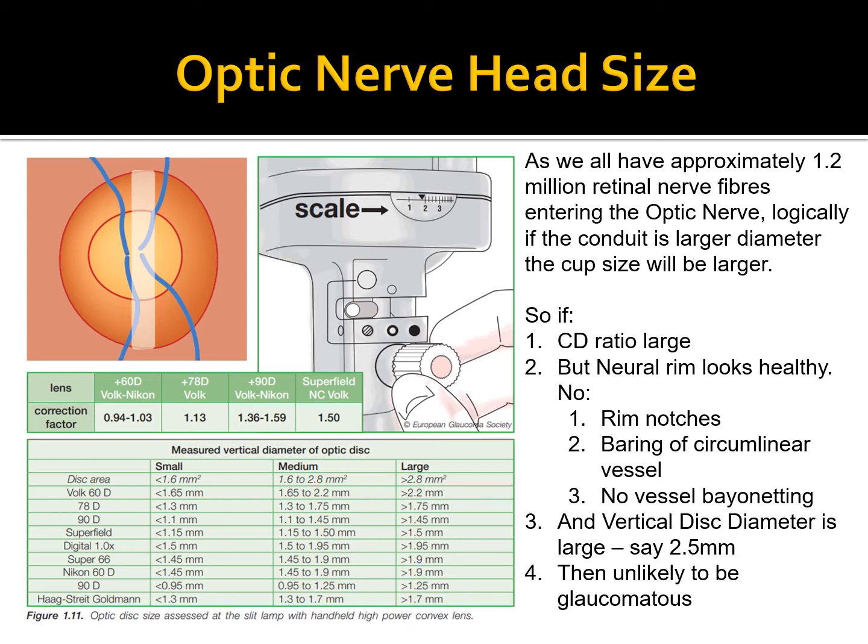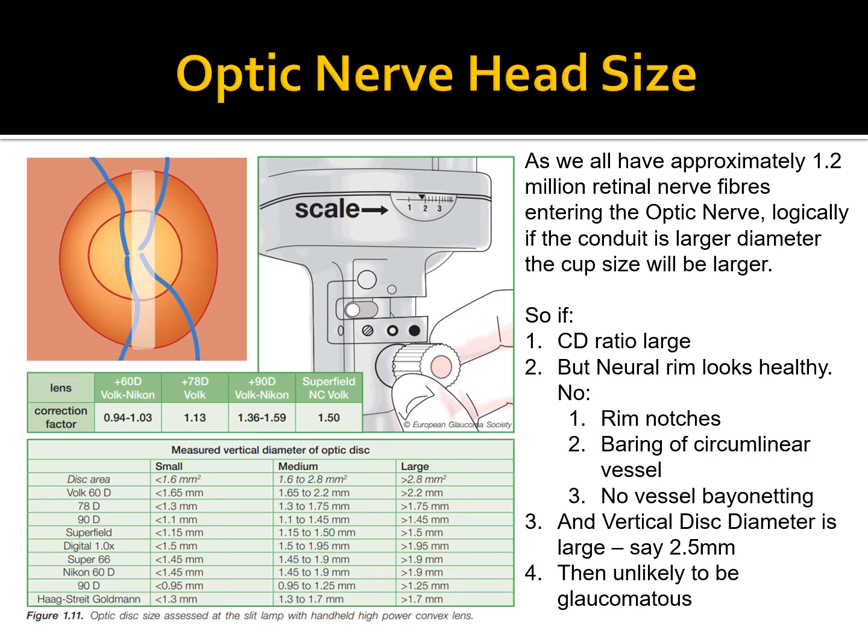So in these situations, a measure of the optic nerve head size can be very helpful. As I've already said, we have approximately 1.2 million ganglion cells going into our optic nerve. And obviously, logically, if the conduit is a larger diameter, the cup will also be larger, because the 1.2 million nerve endings have to be spread out around a rim that's bigger. So it's important to try to take a measure. This demonstrates that you just get the slit, the height of the actual optic nerve, and you've got a conversion factor to put in there depending on which lens you're using.